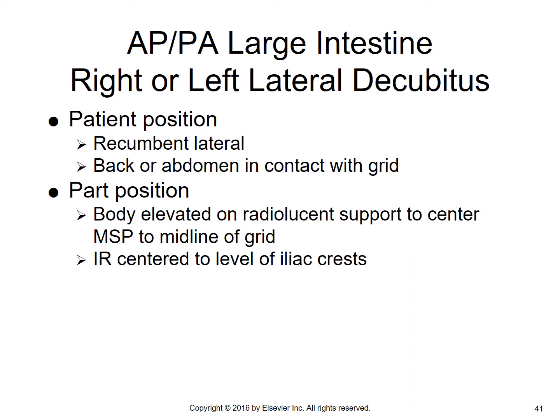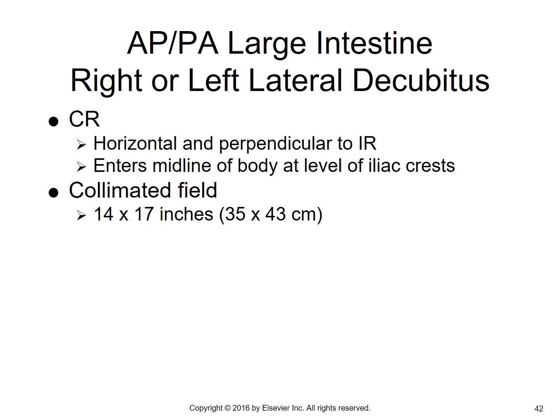So for these decubiti, AP or PA, the patient position is recumbent, lateral, with back or abdomen in contact with the grid. Part position: the body is elevated on a radiolucent support to center the MSP to the midline of the grid. So you may have to bring the patient up on a radiolucent sponge. And once again, the IR is going to be centered to the level of the iliac crest. For the right or left lateral decubitus, the central ray is horizontal. It's perpendicular. It's going to enter the midline of the body at the level of the iliac crest. And you're going to use a collimated field of 14 by 17.